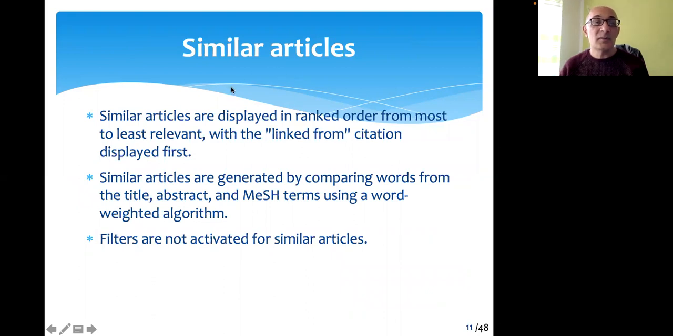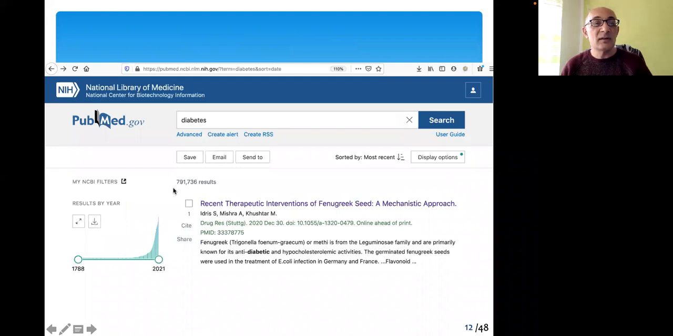Also included in PubMed search is this similar articles option. I will show you a screenshot from that. Similar articles are displayed in rank of order from most to least relevant, with a link from citation displayed first. And this similar articles is another option beyond your own search. When you click on one article, here, for example, I have searched diabetes and I have come up with the recent therapeutic interventions of fenugreek.